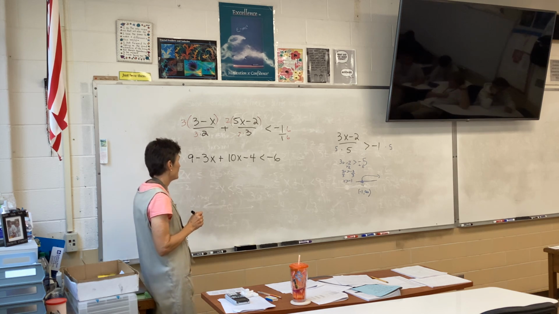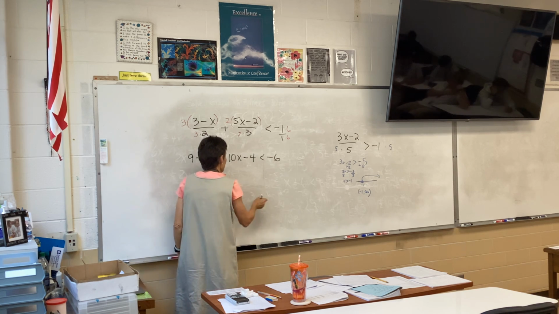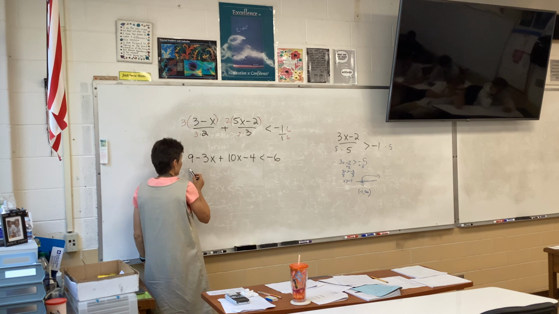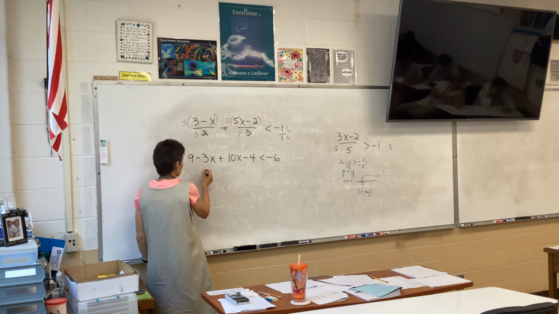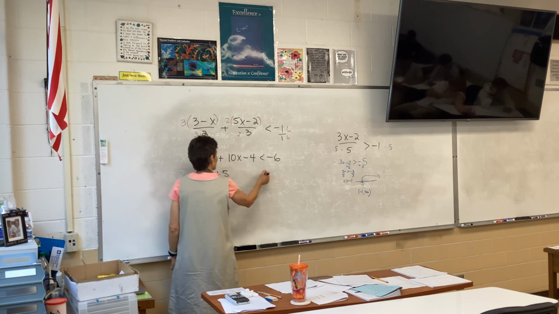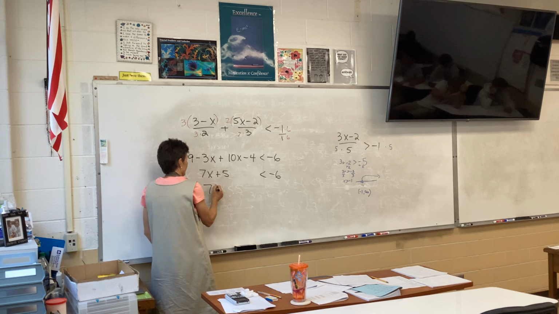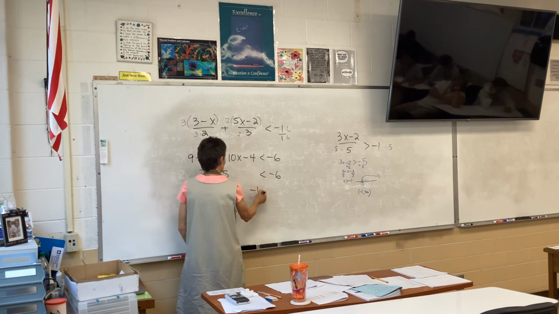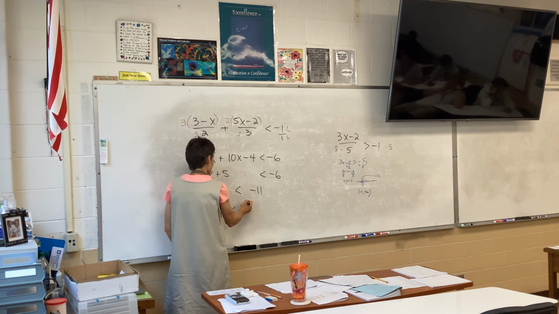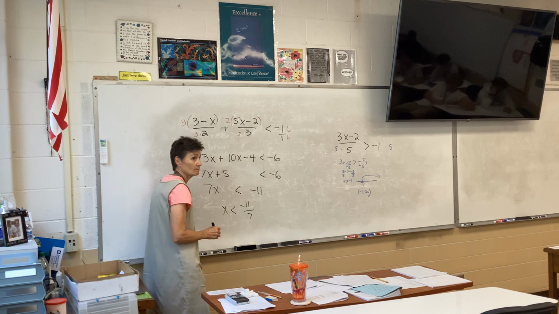Beautiful. Now again, this is like where your line is, so these have to be added together. So this is going to be 7x plus 5. I got x is less than negative 11 sevenths.